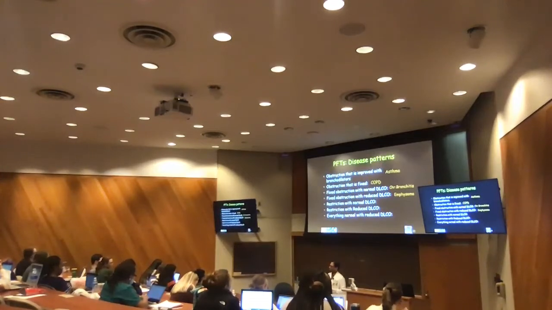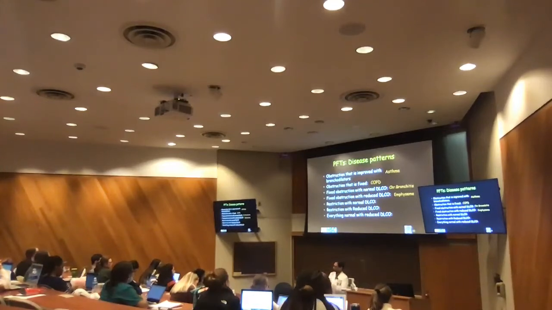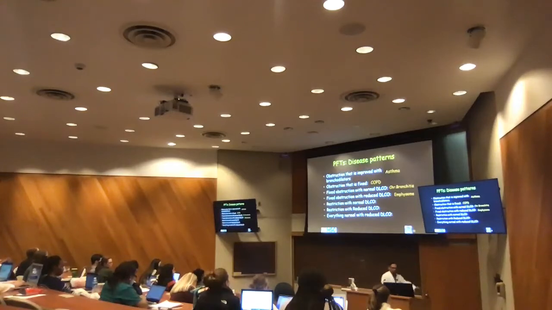So what are the determinants of DLCO? How many alveoli they have, right? The surface area. And what is the thickness of the alveolar capillary membrane? A thicker alveolar capillary membrane, DLCO is going to go down. Not enough alveoli, the DLCO is going to go down. So that's why in emphysema, DLCO is low.